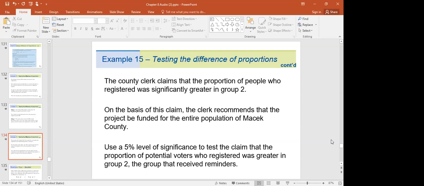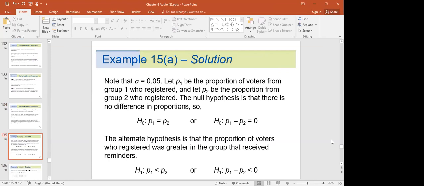So we are saying that P1 is less than P2. If P1 is less than P2, we can write either P1 equals P2 for the null hypothesis, and then P1 is less than P2, or P1 minus P2 is less than 0. Remember that actually means that when you are using the calculator, you will use a left tail.